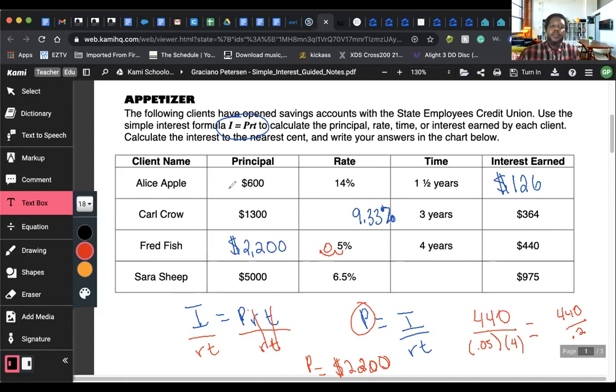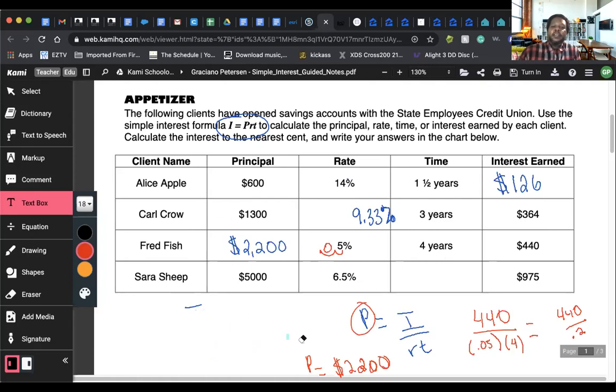So we got Alice, we got Carl, and we got Fred. So last but not least, we have to figure out Sarah, right? And so Sarah is missing the time, right? So Alice was missing interest, Carl was missing the rate, Fred was missing the principal. So Sarah, of course, is missing time.